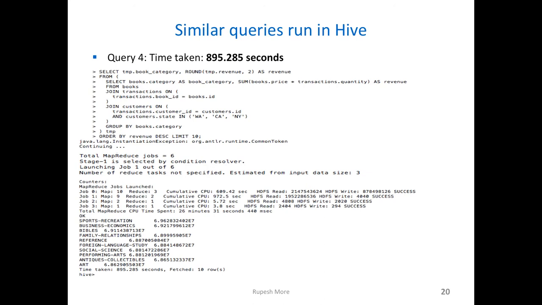Here you can see the number of map reduce jobs is 6. For job 0, 10 mappers, 3 reducers. So basically a lot of map reduce jobs were involved in the resource intensive query, which was very time consuming.